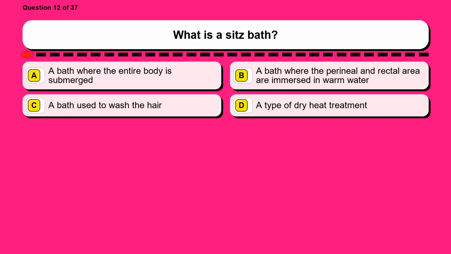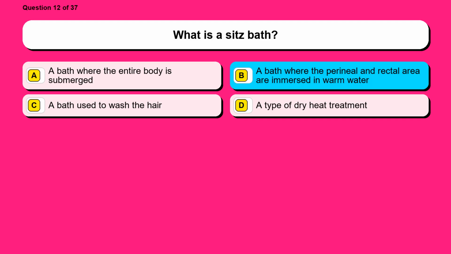Question 12. What is a sitz bath? Option A. A bath where the entire body is submerged. Option B. A bath where the perineal and rectal area are immersed in warm water. Option C. A bath used to wash the hair. Option D. A type of dry heat treatment.